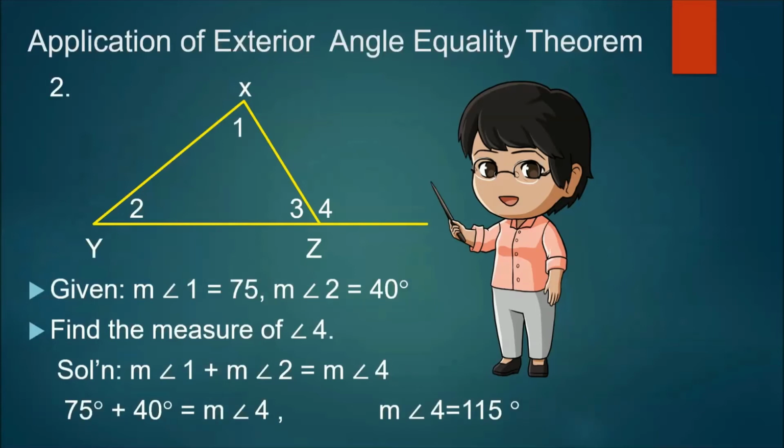Application number 2. We have measure of angle 1 is equal to 75 and measure of angle 2 is equal to 40. So we can find the measure of the exterior angle 4. Solution. We have the formula, and then we simply add the measure of angle 1 and angle 2. 75 degrees plus 40 degrees is equal to measure of angle 4. Therefore, the measure of angle 4 is equal to 115 degrees.